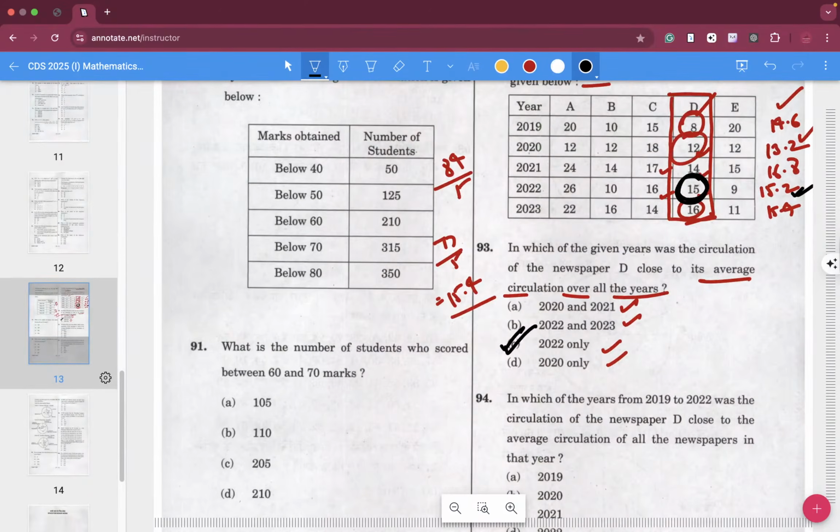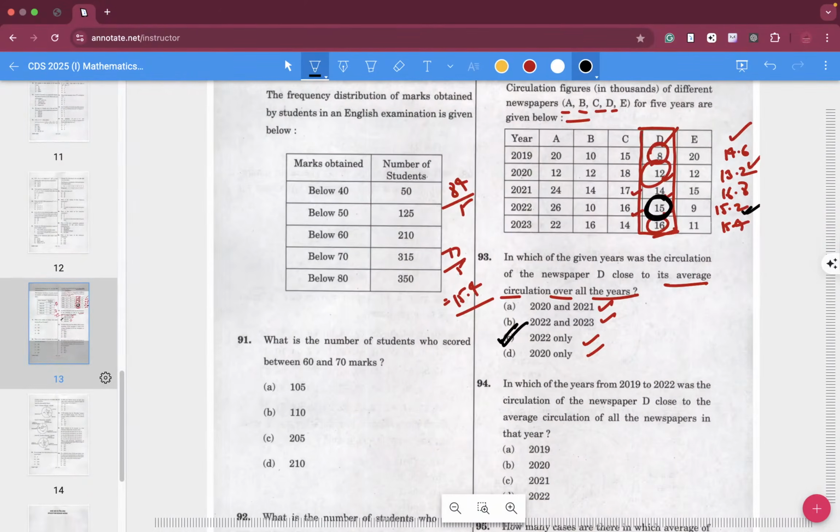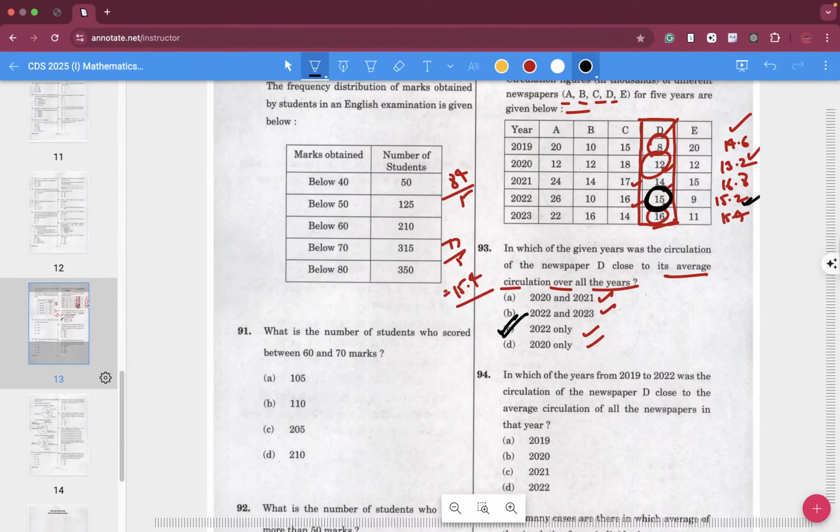Okay, now the next question says, in which of the years from 2019 to 2022 was the circulation of newspaper D close to the average circulation of all the newspapers in that year? Basically they are asking for the average of the entire data. So what do you have to do? You have to find the average of this. If you don't want to do much calculation, how do you find the average of this?